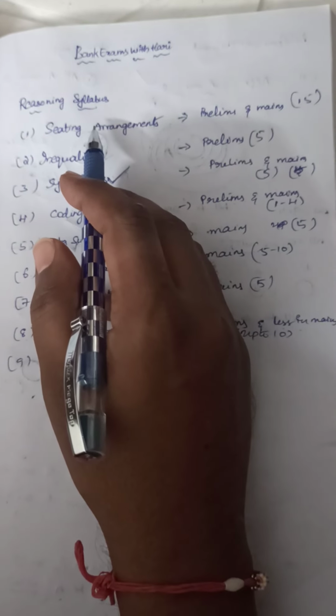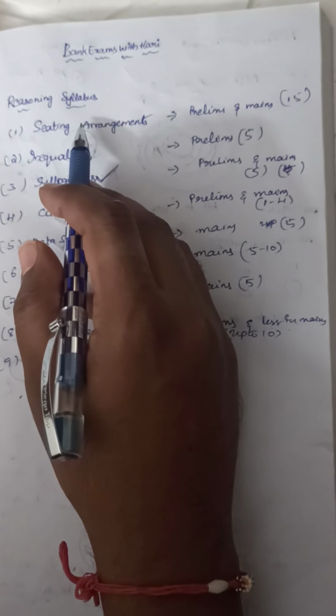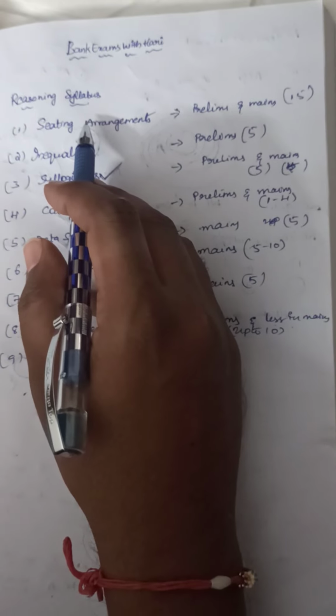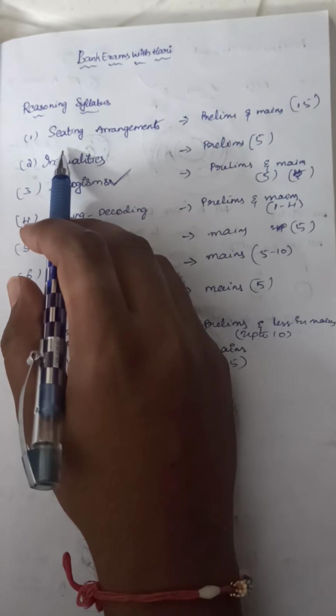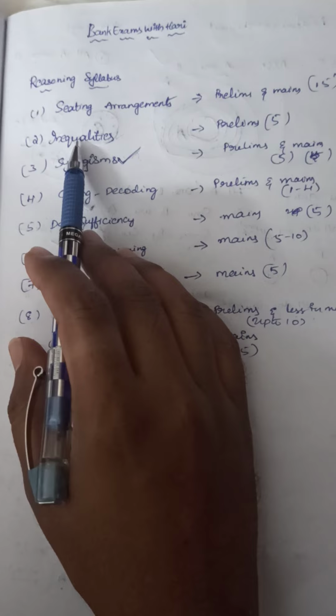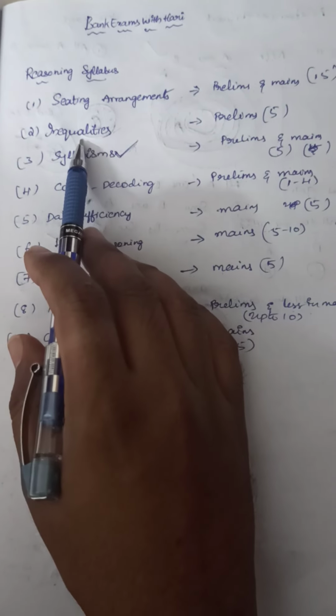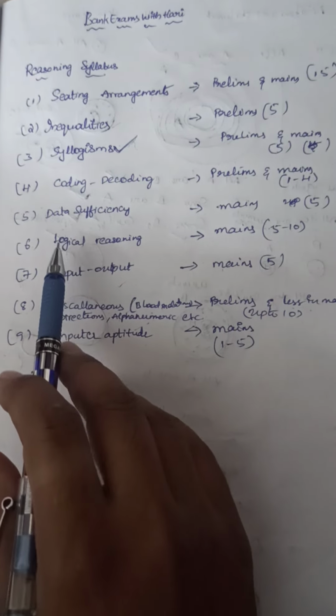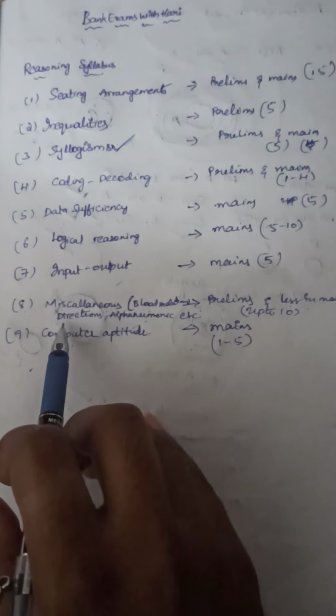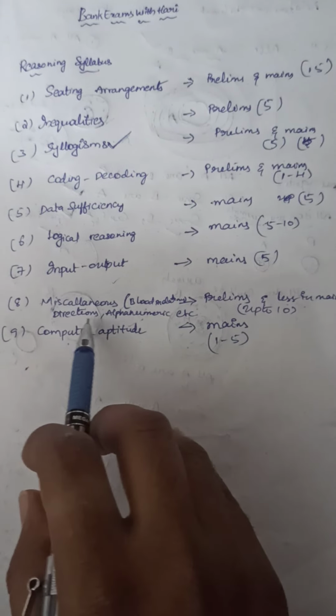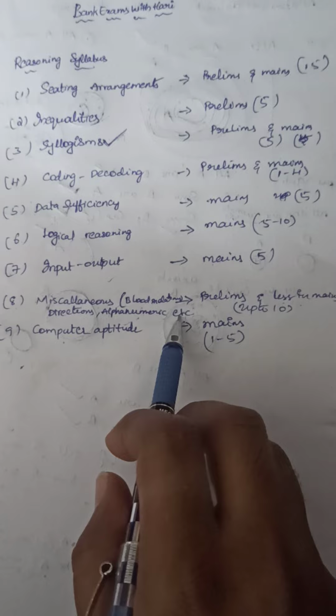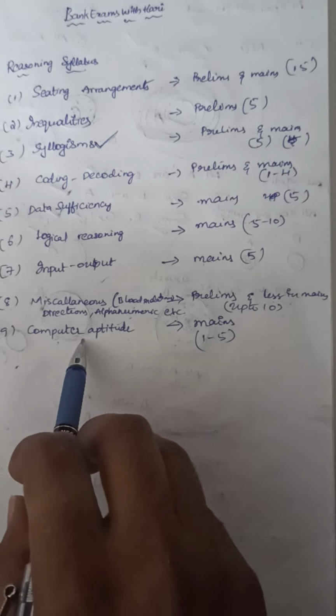Hello friends, good evening. Today we will discuss syllogisms in reasoning for bank exams. In total there are 9 topics. The first one is seating arrangement, then inequalities, syllogisms, coding decoding, data sufficiency, logical reasoning, input output, miscellaneous like blood relations, directions, alphanumeric series, etc. And the last one is computer aptitude.